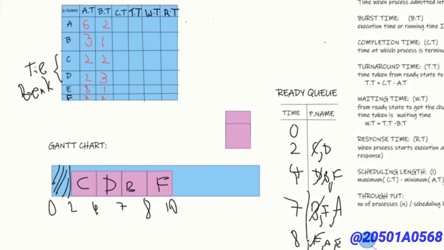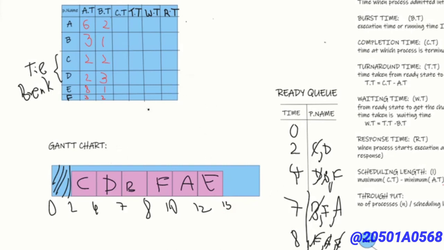After that, there is no process entering into the ready queue. So A is scheduled. The burst time of A is 2 milliseconds. 10 plus 2, 12. At last, E is scheduled. The burst time of E is 1 millisecond. So 12 plus 1, 13. So the Gantt chart is ready.